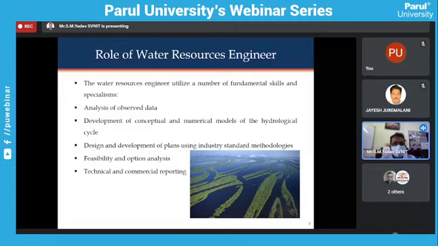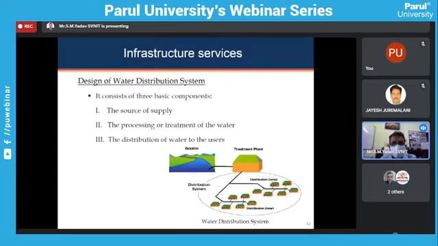The application areas: there are various application areas in which the water resources engineer works. The first is infrastructure services. Three basic infrastructure services, that is water distribution network, stormwater management, and the drainage network. So these are the three main areas in which the role of the water resources engineer is as a key person.